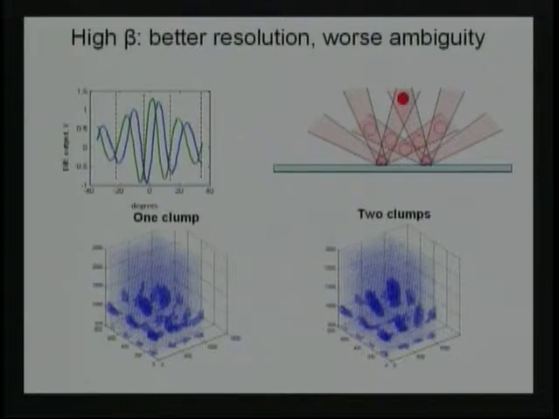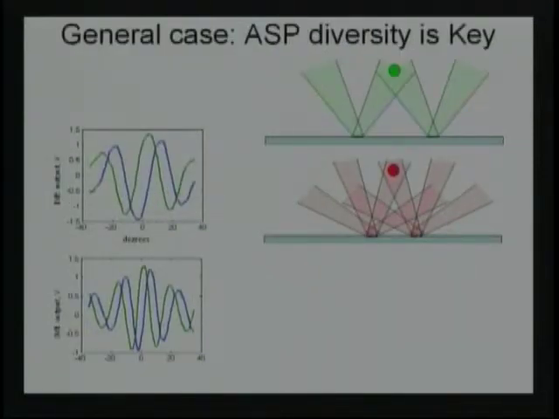So what can we do? Well, the key, it turns out, is to have a diverse set of angle-sensitive pixels. And basically, the thinking there is that, on the one hand, the high beta ones give you good resolution, whereas the low beta ones help with the ambiguity.